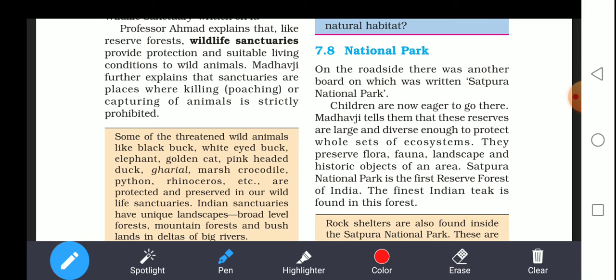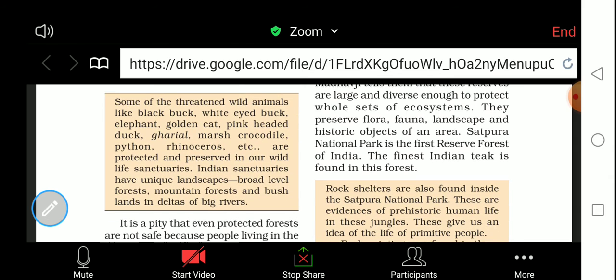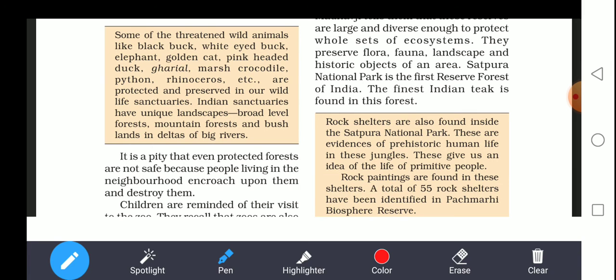So this Satpura National Park is the first reserve forest of India. Some particular forests are also reserved. There they preserve flora, we can say special or specific plants. The finest Indian teak is found in this forest. This is one type of flora which is found particularly in a particular area or region. Therefore priority must be given to preserving this kind of plants, otherwise they will become extinct from the universe.